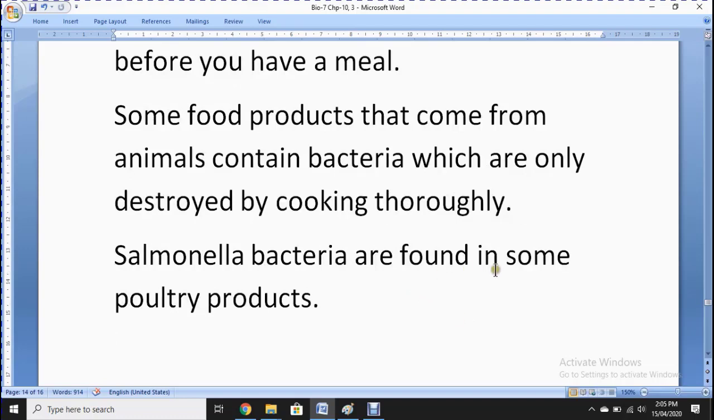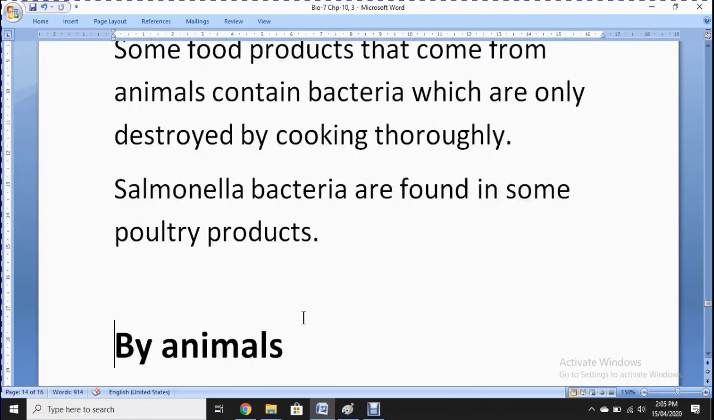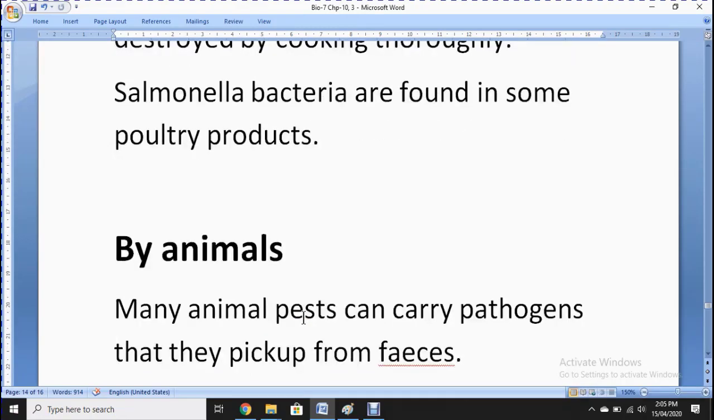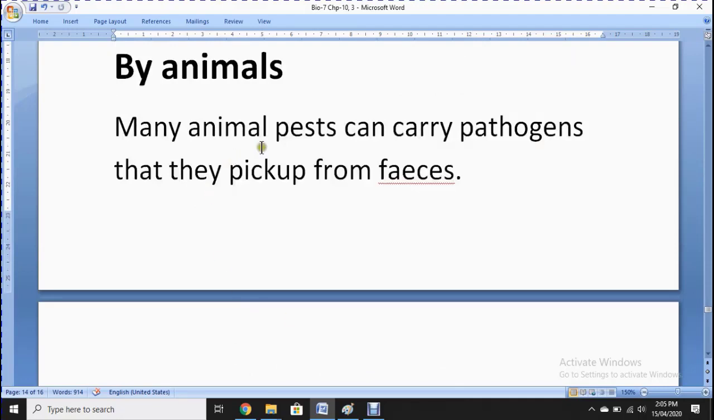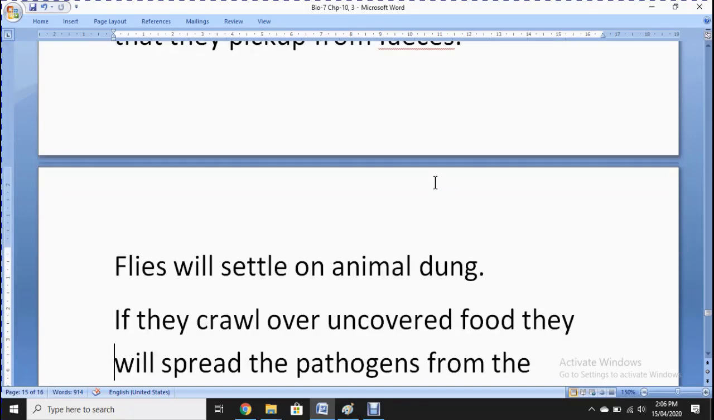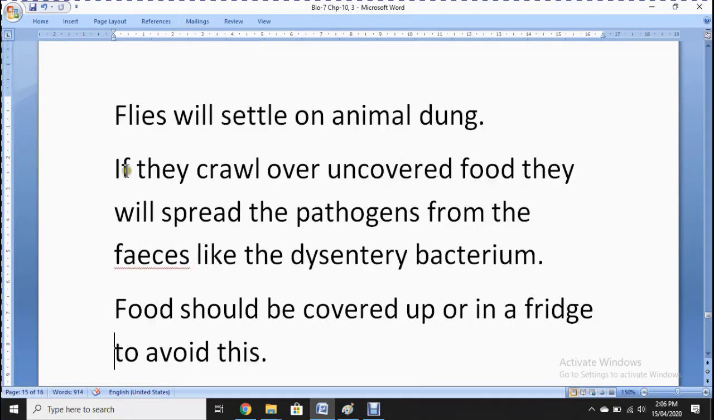Like here, bacteria are found in some poultry products, maybe in hens or the eggs of hens, so it may be present in them. Many animals and pests can carry pathogens that they pick up from feces. It might be possible that insect pests move over the feces and get infected, then they move inside our home and can contaminate our food.